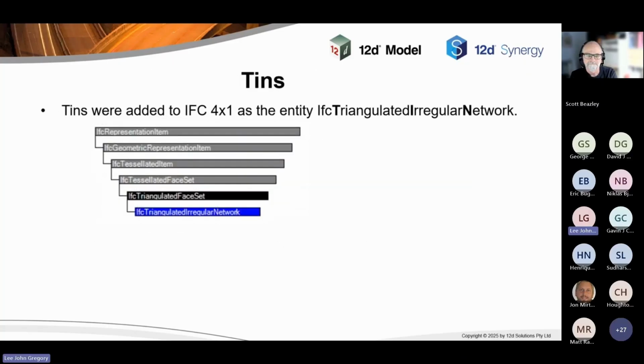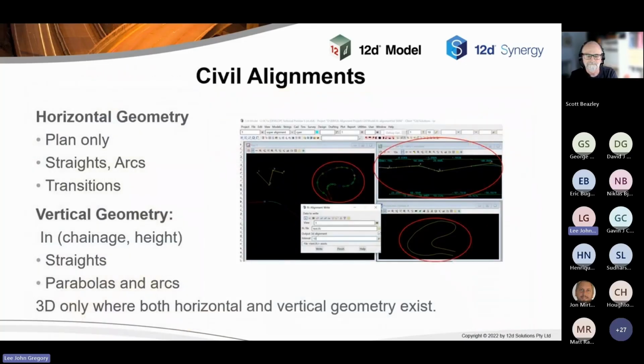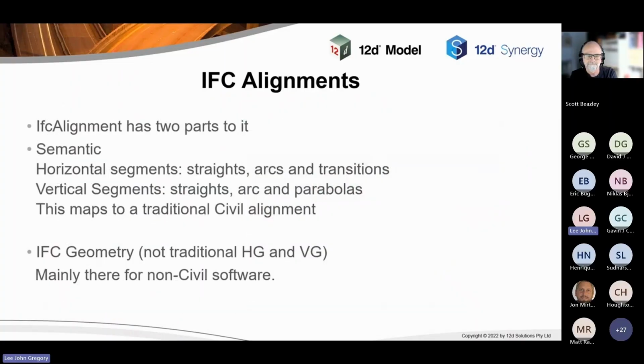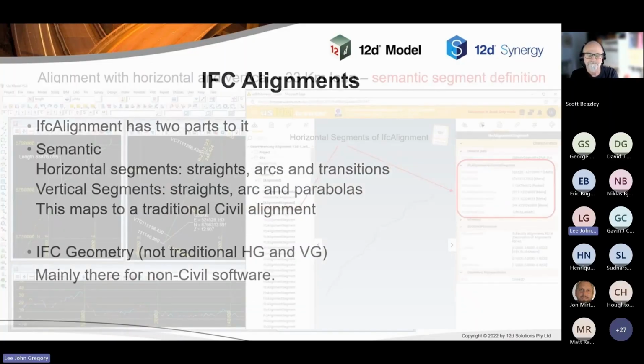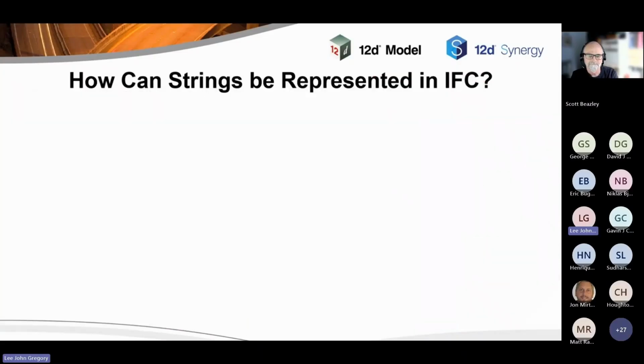Other things we've got there, TINs, no problem. There's a triangulated irregular network, and this is where it's gone across between, say, 12D Model and Uses BIM in projected space, no problem. There is IFC alignment, which has your normal civil horizontal and vertical geometry, and that's in the semantic part of the definition. That's perfect for going between civil products. And this is a 33-kilometre job that's gone between 12D Model and Uses BIM. This was a test case for IFC 4x3.